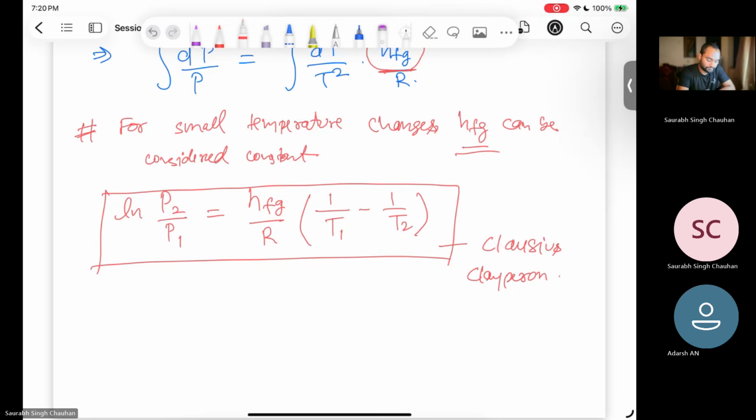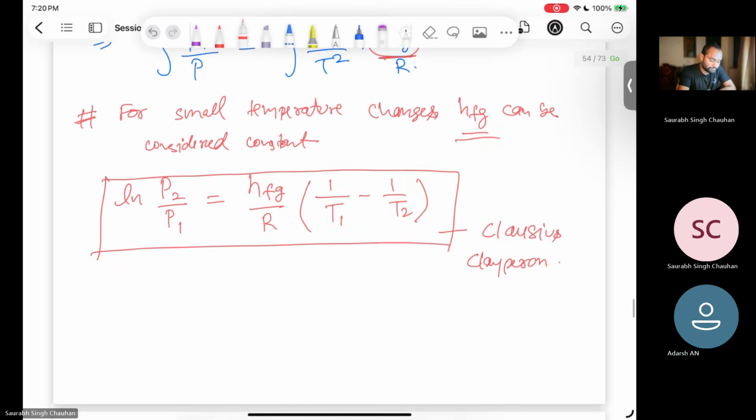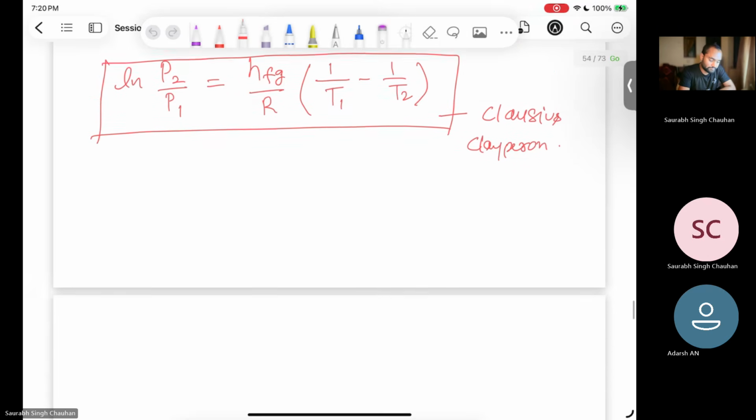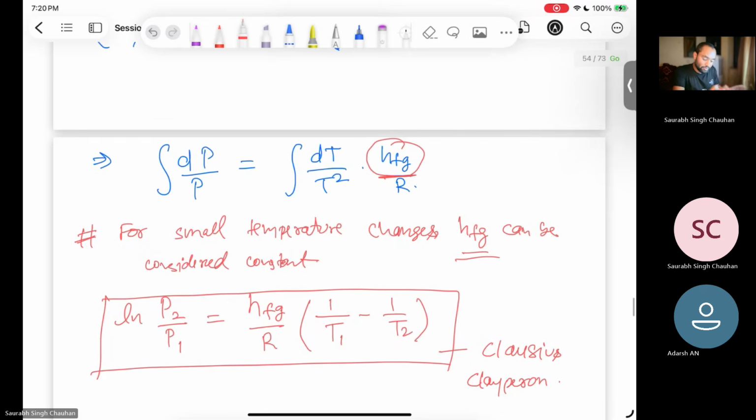So for applying this equation, T1 and T2 are to be very close, no? Yeah, exactly right. T1 and T2 should be close. Why? Because we have assumed that the change in enthalpy is negligible. It depends on how much enthalpy changes with respect to temperature. Sometimes even for large temperature changes, this enthalpy change is not that much.